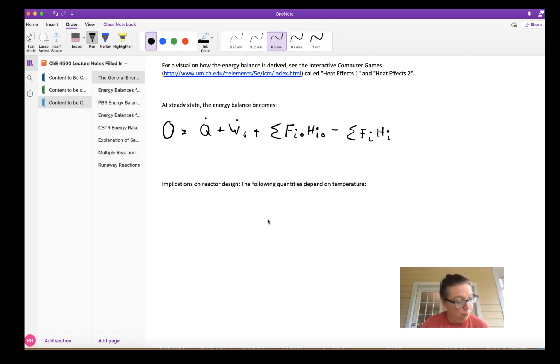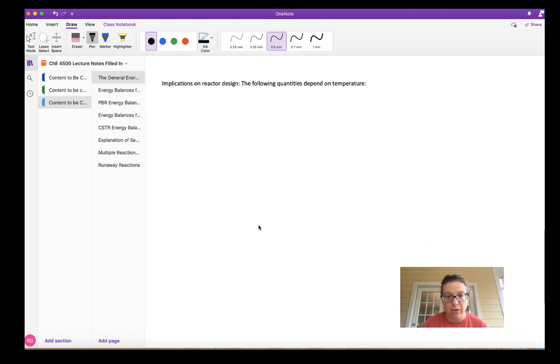So one of the implications on reactor design is that there are several quantities that are dependent on the temperature. So when we write our reactor design equations, if we are doing a non-isothermal reactor, we now have to write those terms as a function of temperature. So some of those quantities that depend on temperature, one is the rate constant.